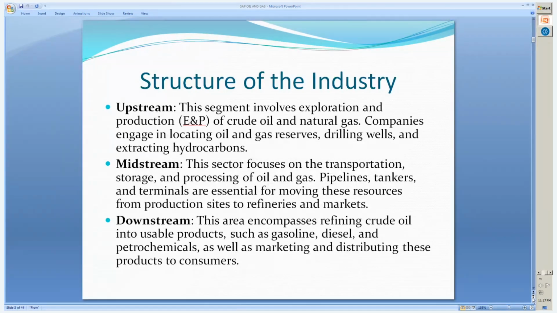So in our particular training program for SAP Oil and Gas, we are going to focus on the downstream part of the operation. A separate training can also be done on upstream and midstream.